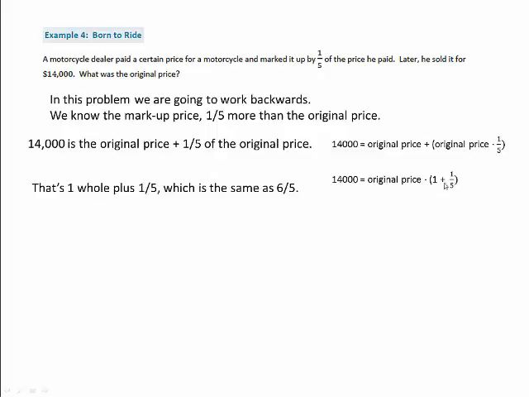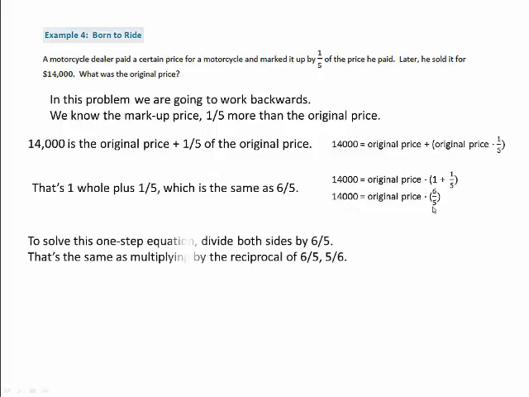It looks like this is an equation. I've factored out the original price. I had 1 times the original price plus 1/5 times the original price. So I can add 1 plus 1/5 times the original price. That gives us 6/5. Now I can solve this one-step equation by dividing both sides by 6/5. That's the same as multiplying by the reciprocal of 6/5, which is 5/6.